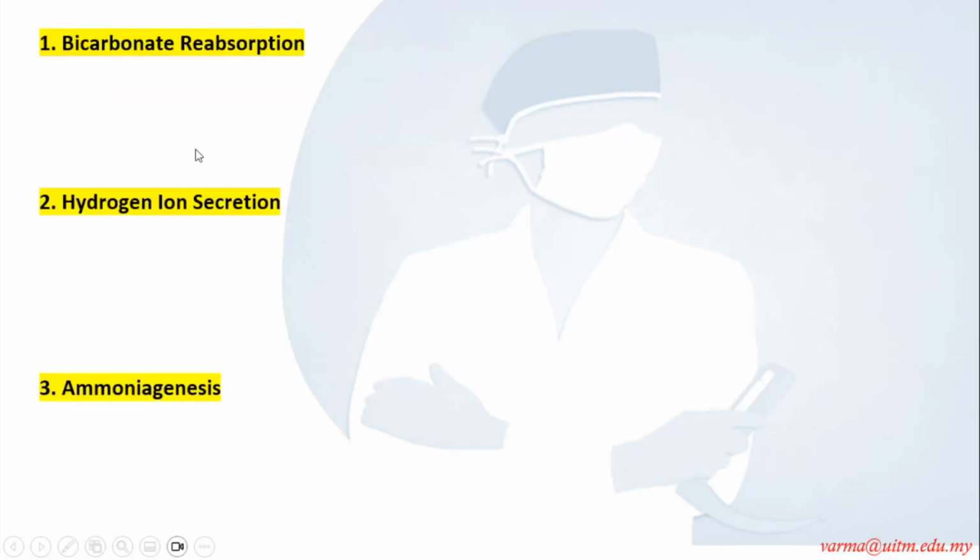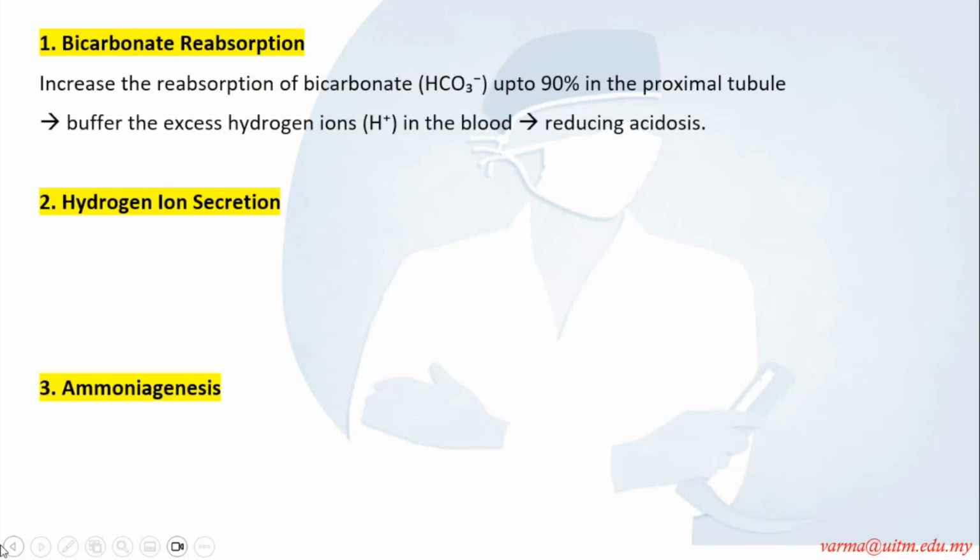So we are talking about bicarbonate reabsorption. We are talking about hydrogen ion excretion. We are talking about ammoniagenesis. These are the 3 processes involved in the renal response to metabolic acidosis. So for bicarbonate reabsorption, the kidney increases the reabsorption of bicarbonate up to 90% in the proximal tubule. It buffers the excess hydrogen ions in the blood, reducing acidosis. The excess bicarb reabsorbed can combine with H+ to produce carbonic acid, and the carbonic acid can be broken down to CO2 and H2O and can be eliminated.